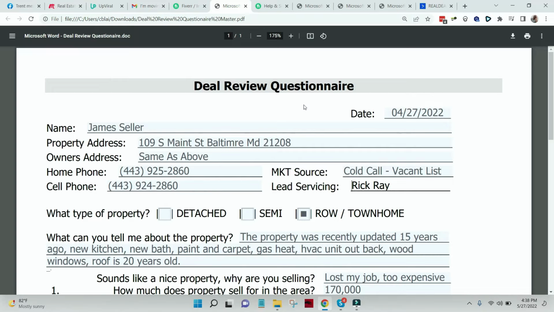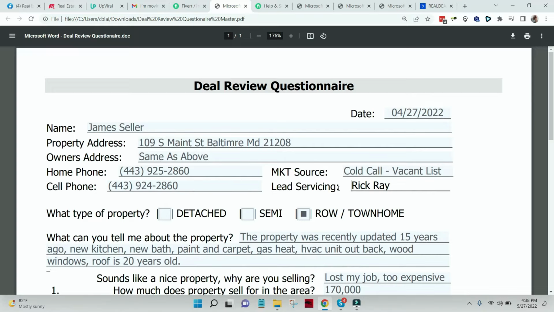Now, on the first part, you're basically putting in the date that you're filling in this document. Next, you're going to put in the actual owner's name, the property address, the owner's address, if this owner has a home phone, a cell phone number. You want to also put in what type of source, where did this property come from? Was it from cold calling? Was it from a vacant list? Yada, yada, yada. The lead servicing.